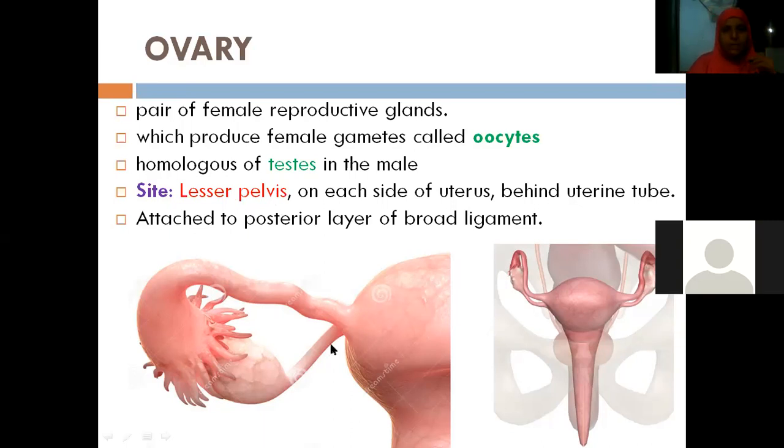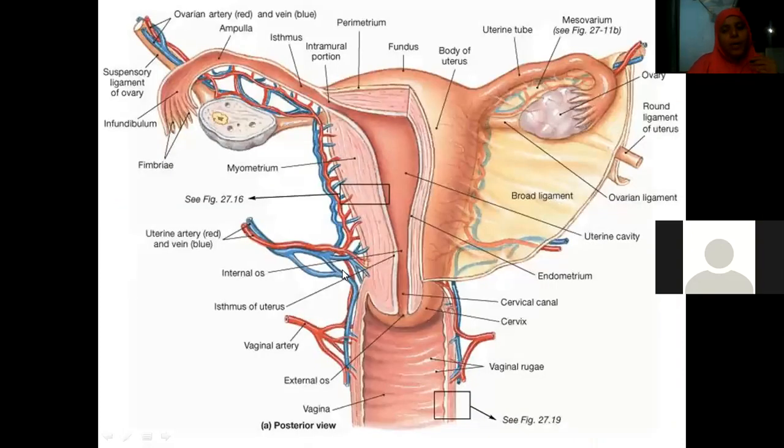Okay, so it is found on each side of the uterus behind the uterine tube. It is attached to the posterior layer of the broad ligament. You remember I told you yesterday about the broad ligament? What is broad ligament? It's the peritoneal covering of the uterus and also the fallopian tube and the ovary.